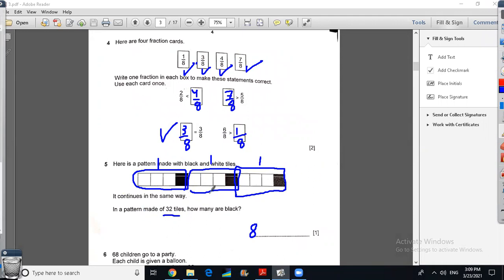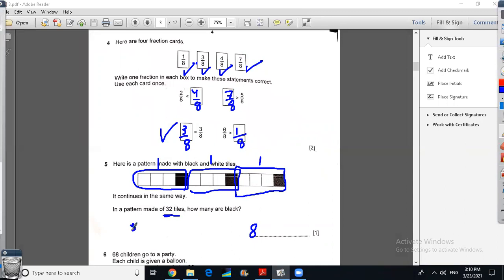So they're asking you, in 32 tiles, how many groups are going to be there? Look at the pattern that we see on the screen right now. There are 3 groups of 4, so all of them are 12 tiles. Each group is 4, and 12 divided by 4 gives you 3 black. But I want to know, if the pattern continues until 32 tiles, how many groups are in the 32 tiles?